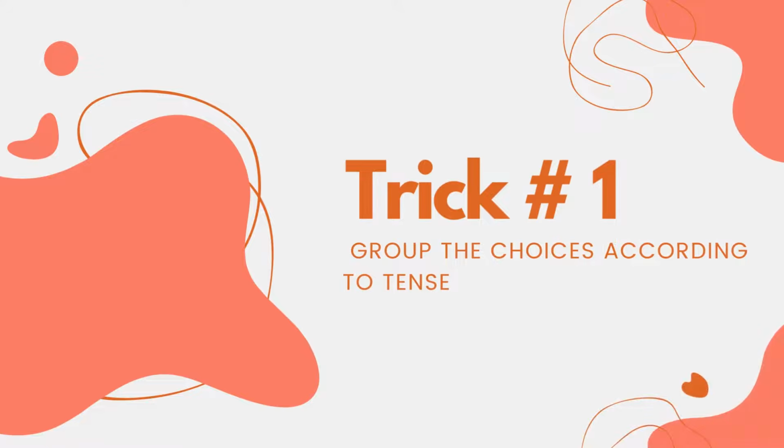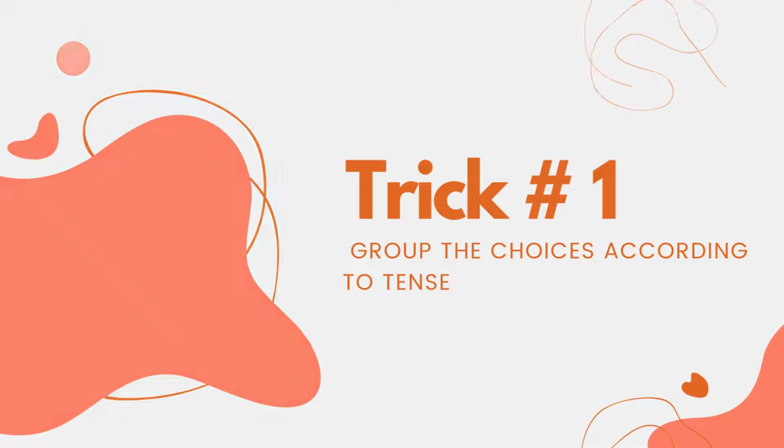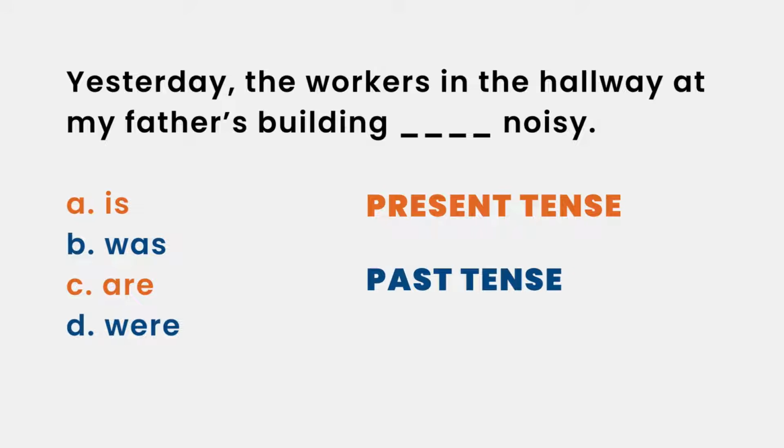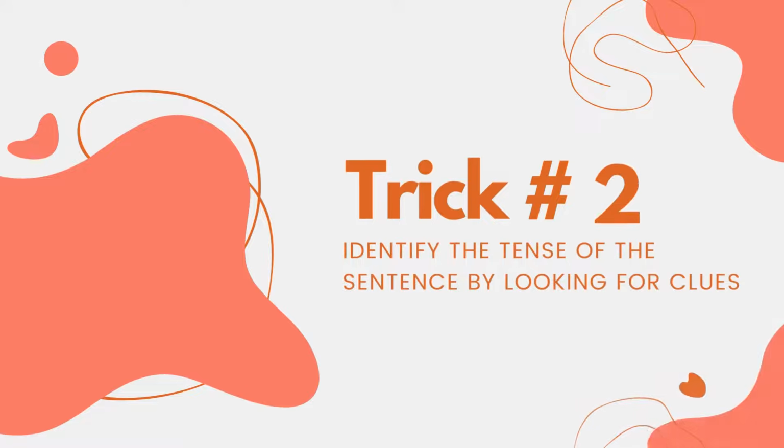Trick number 1. Group the choices according to tense. In this example test item, we will group the present tenses, is and are, and past tenses, was and were. After grouping the choices, proceed with trick number 2.